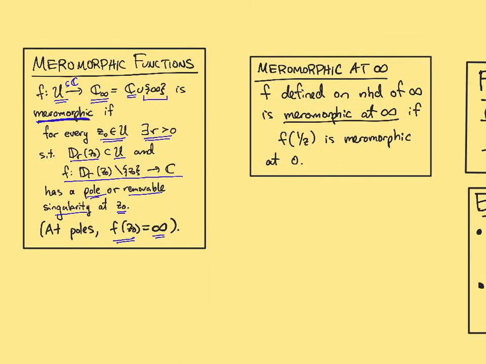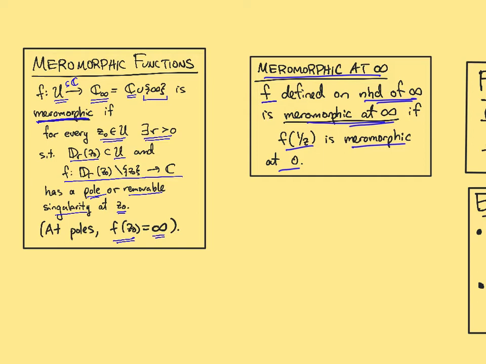We can also define what it means to be meromorphic at infinity. So f defined on a neighborhood of infinity, as we've defined before, is meromorphic at infinity if f of 1 over z is meromorphic at 0. So now we can define functions at infinity to be either analytic or meromorphic, and then functions that are meromorphic at a point, if they have a pole, will actually equal infinity.